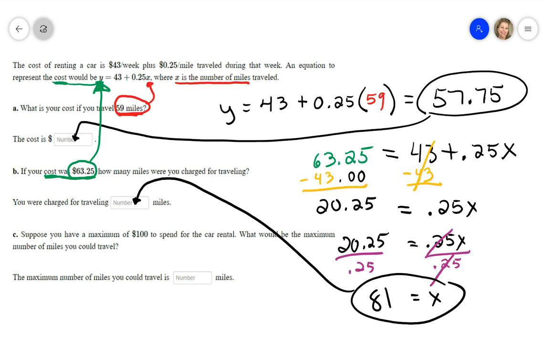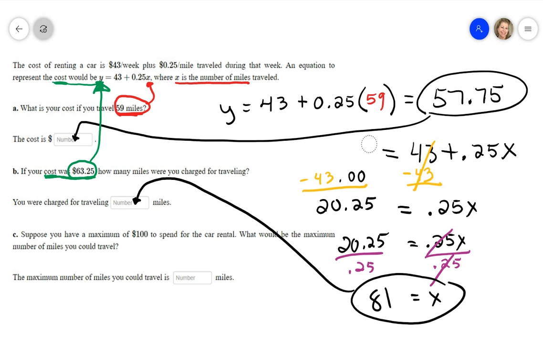And then that brings me to the last question. Suppose you have a maximum of $100 to spend. What would be the maximum number of miles you could drive? Again, they're looking for miles, okay? But they're saying you have a maximum of $100. So this part C will be done exactly like part B. So I'm going to show you Lazy Teacher 101 right here.